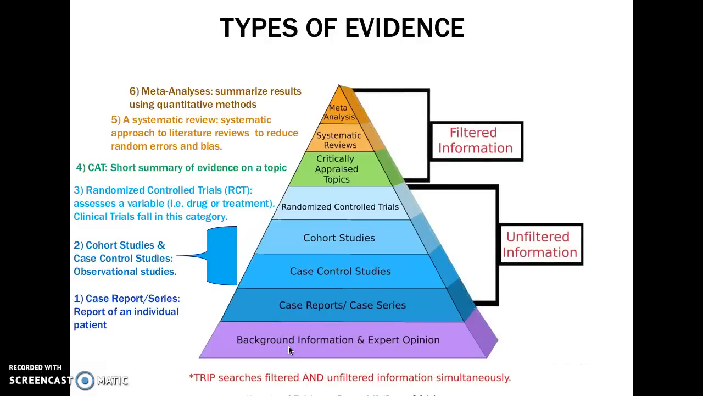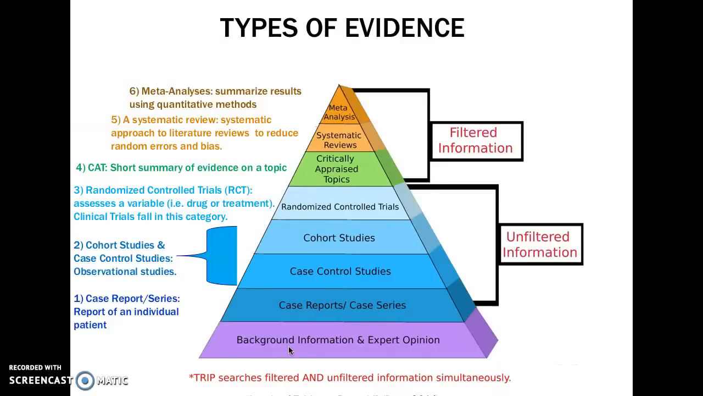Next, we'll talk about filtered and unfiltered information. First, we'll talk about unfiltered information towards the middle of the pyramid. Unfiltered information has not been filtered by others, and it is in the form of what you might call experiments or trials. Typically, like in a randomized controlled trial, they will have a control group, or there may be a placebo.